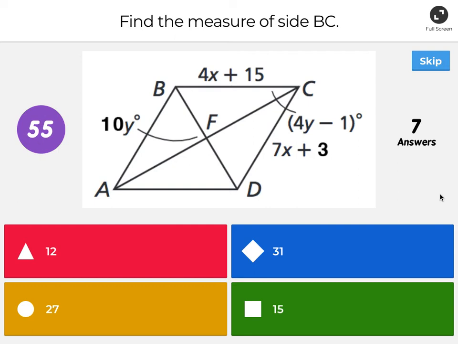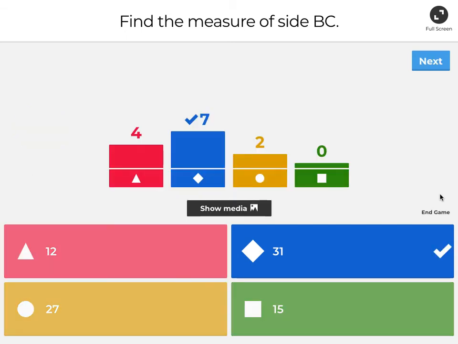Okay, look. 4x plus 15 equals 7x plus 3. Set them equal, subtract 4x from both sides. 15 equals 3x plus 3, subtract 3. 3x equals 12, divide by 3. X equals 4, plug it back in. 4 times 4 plus 15 is 16 plus 15, which is 31. Or I could have plugged it in here. 4 times 7 is 28 plus 3 is 31.